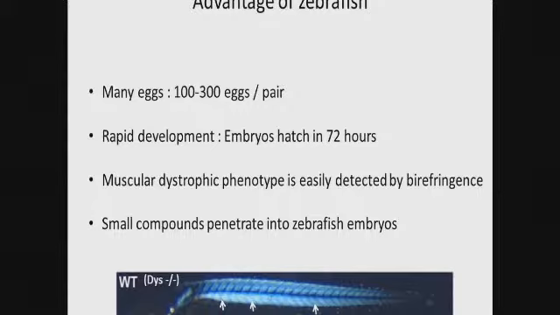And one of the best things about them is they're a live organism which is permeable to small molecules. So if you had a therapeutic drug, you just put it in their water, and you can ask for it to correct for the phenotype of that animal. And I'm going to show you examples of that.